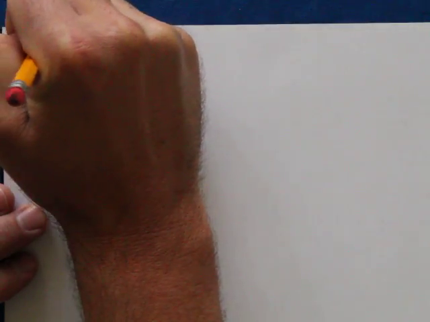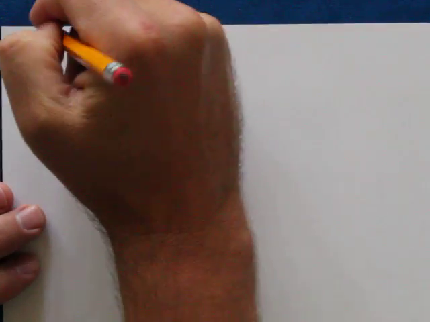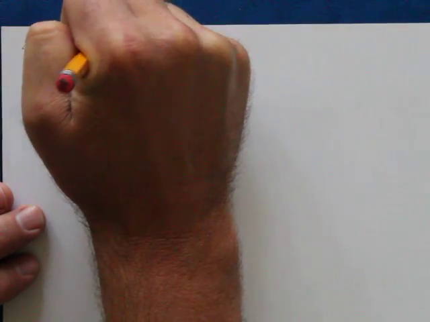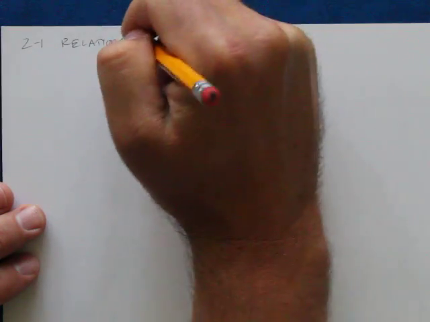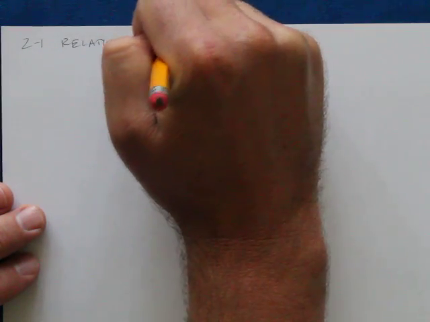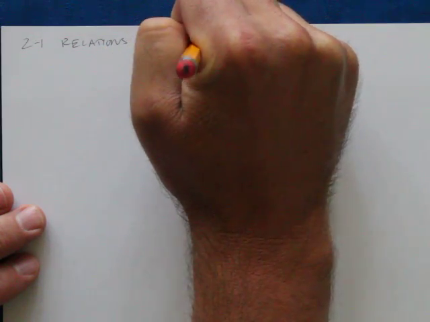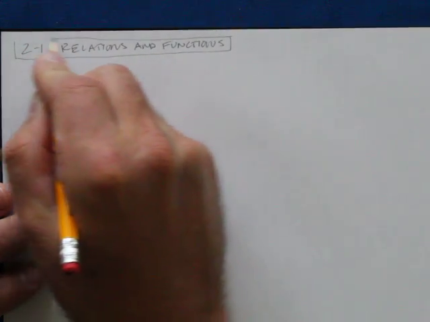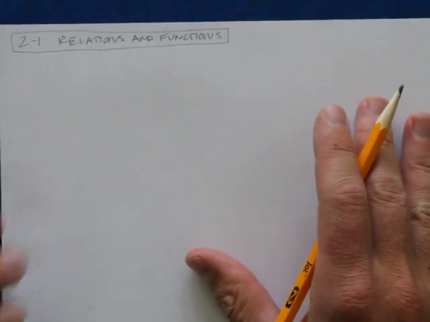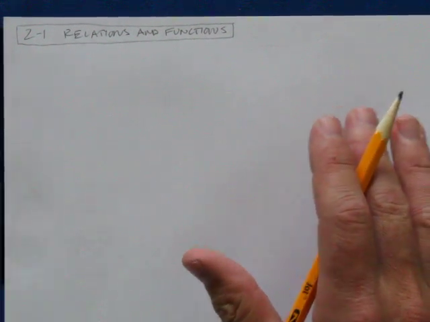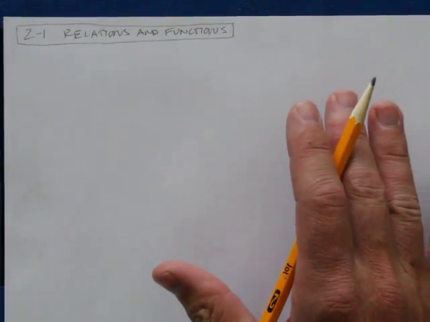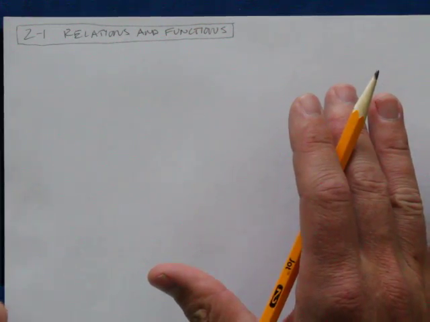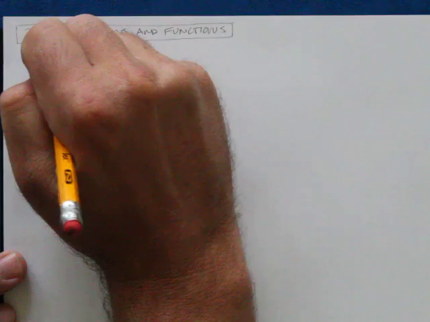All right, we are in Algebra 2, Chapter 2, Section 1, 2-1, Relations and Functions. So we're going to talk about domain and range. We're going to talk about what is a relation and what is a function. So first, let's talk about domain and range.